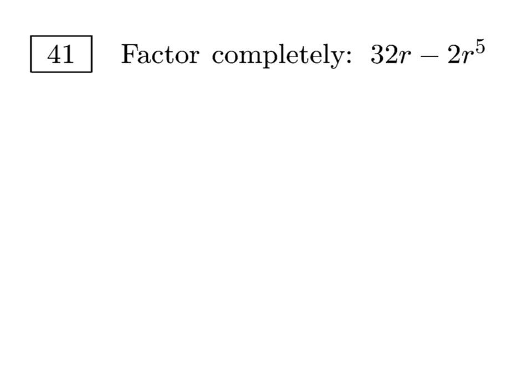All right, for 41, it's asking us to factor completely, so let's look at these two terms. What do they share in common? 32 and 2, I could factor out a 2. I have 1r here. I have 5 r's here. I could factor out 1r. That's my greatest common factor.